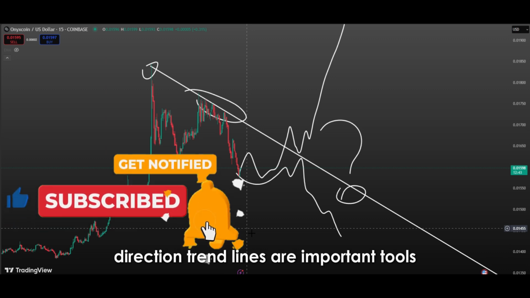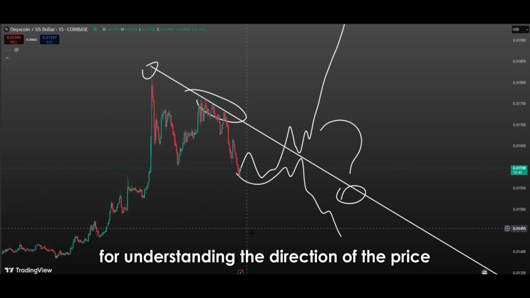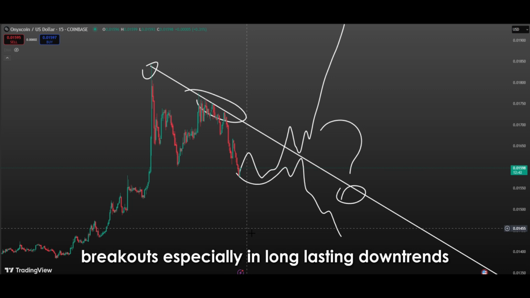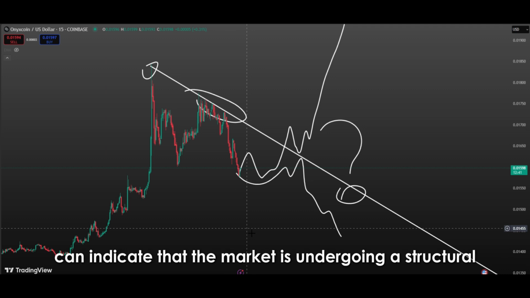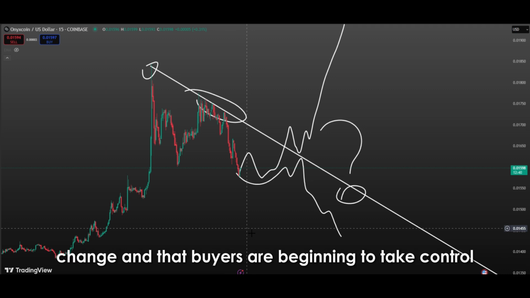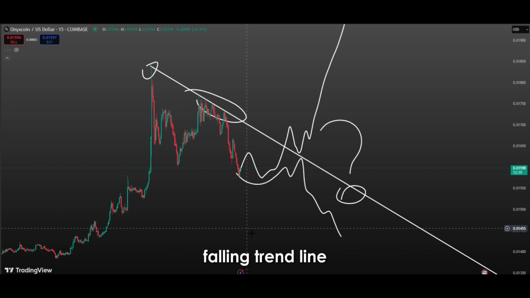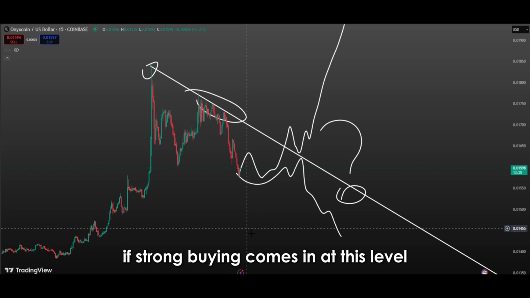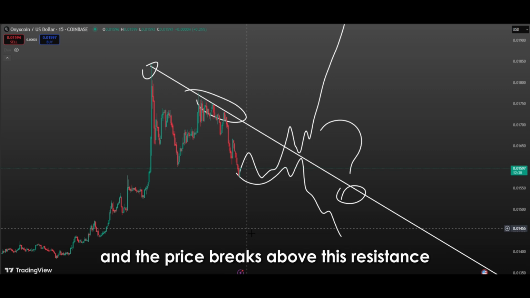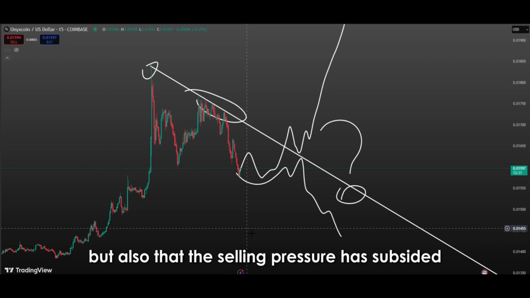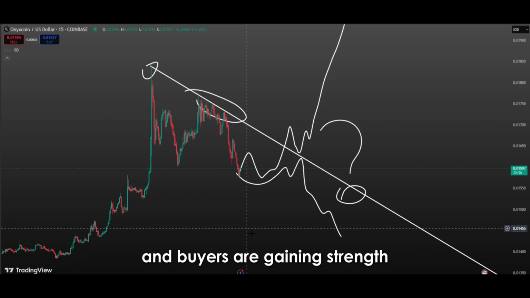Trend lines are important tools for understanding the direction of the price and predicting the change in market structure. Breakouts, especially in long-lasting downtrends, can indicate that the market is undergoing a structural change and that buyers are beginning to take control. Right now, the price is very close to the border of this important falling trend line. If strong buying comes in at this level and the price breaks above this resistance, it would not only mean that the trend has been broken, but also that the selling pressure has subsided and buyers are gaining strength.